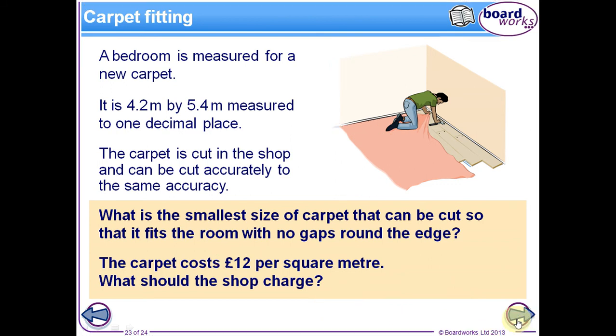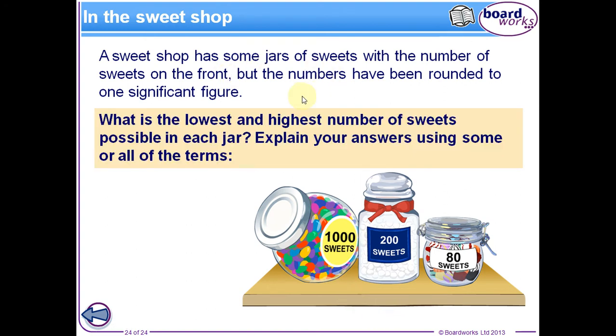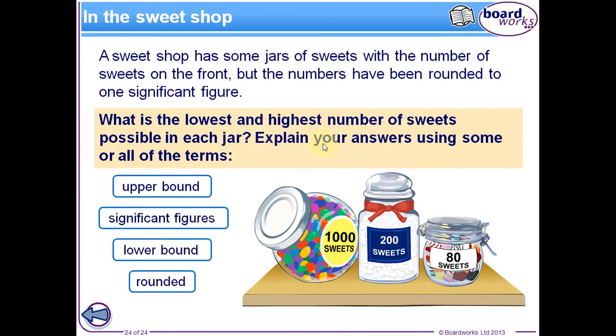So guys, I actually have a lot of questions to work with, but let me just discuss this with you guys. What are we asked to do? What is the lowest and highest? The lowest and highest value possible. Explain your answer in terms of upper bound and lower bound, significant figures.